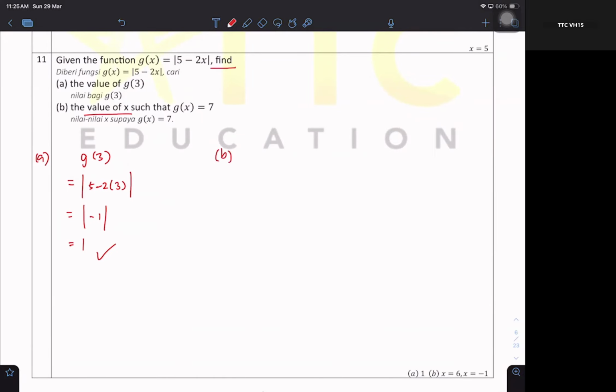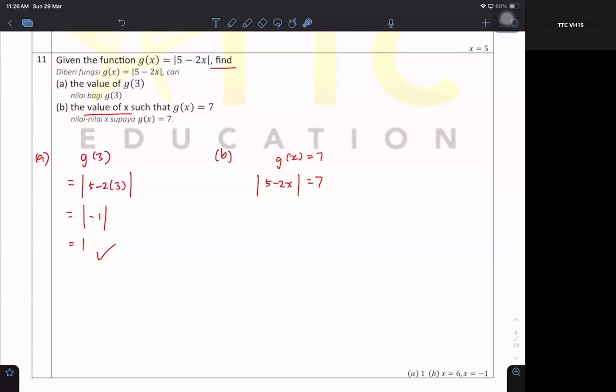Find the value of x when g(x) equals 7. So you see, I copy the question first. I copy g(x) equals 7. Then ask yourself, what is g(x)? g(x) is this one, right? Yeah, copy. The right hand side you copy. Understand? g(x) is this. Then the right hand side you just copy the 7. Remember right hand side always copy.